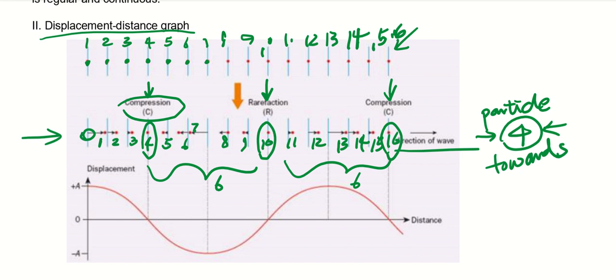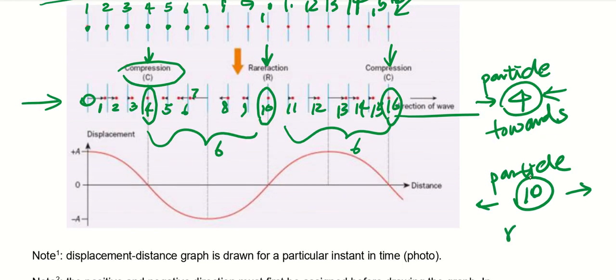Okay? How about particle 10? Particle 10 did not move as well, right? Okay, then can you look at particle 9 and 11? Are they moving towards or away? They are actually moving away from particle 10. Particle 9 is going from right to left. Particle 11 is going from left to right. They are moving away from particle 10. Therefore, particle 10 is the center of rarefaction. Okay, so this is how we identify the compression and rarefaction.